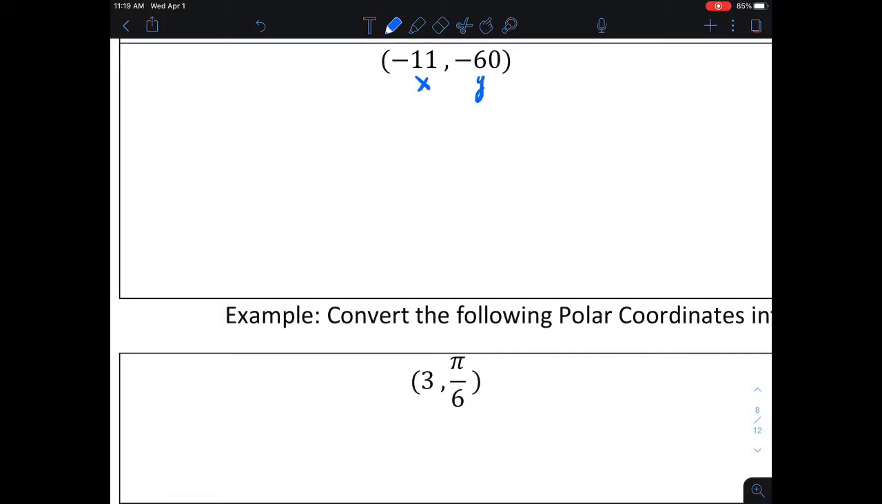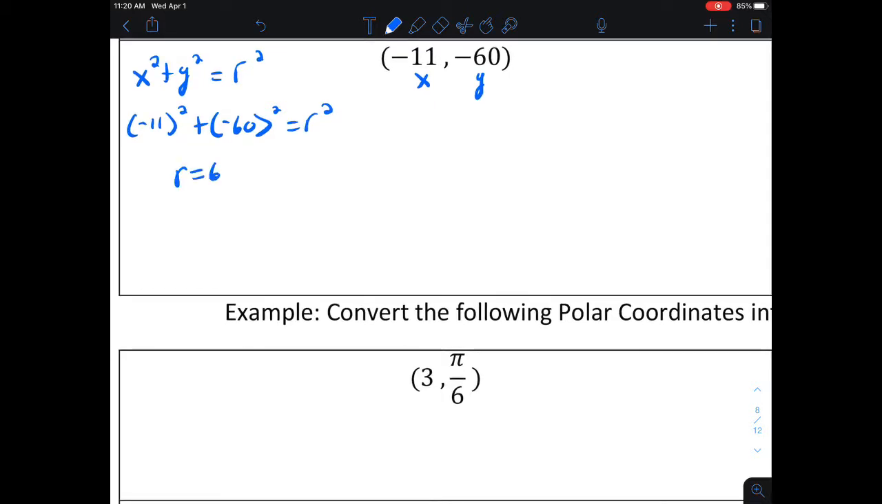negative 11 by negative 60. So it's rectangular, so I have x and y. We'll go find r first. So x squared plus y squared is equal to r squared. So negative 11 squared plus negative 60 squared is equal to r squared. And we solve for that, and it's going to give us r to be equal to 61. So we got one big piece of the puzzle here for the polar point.